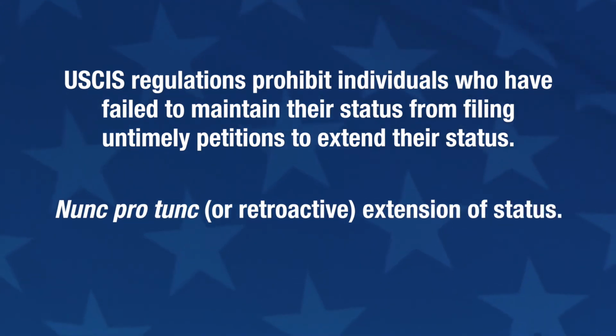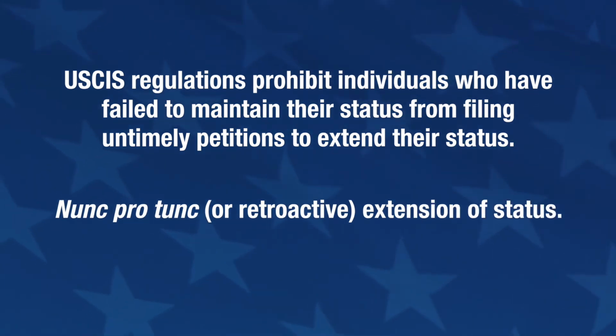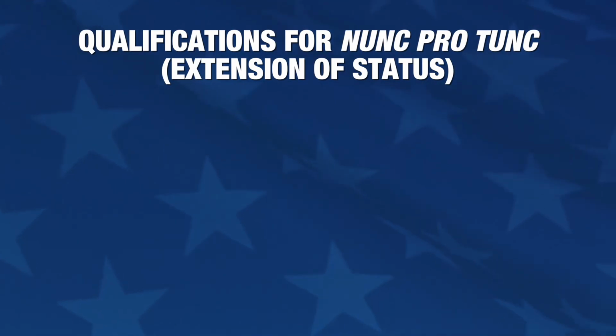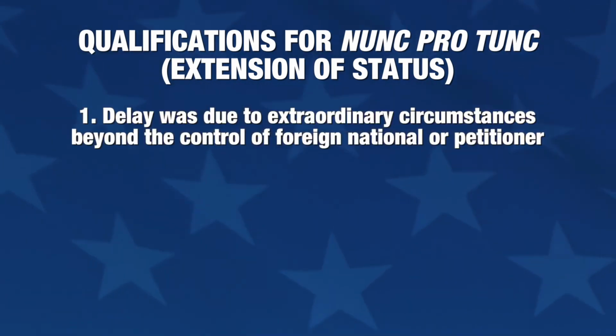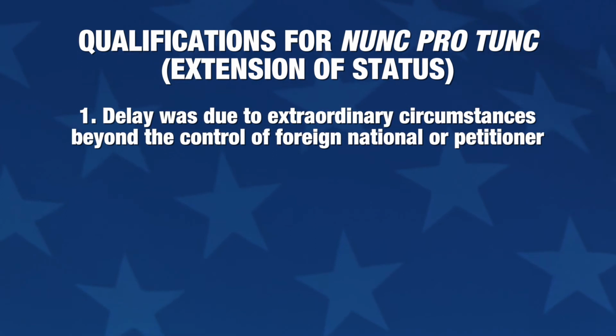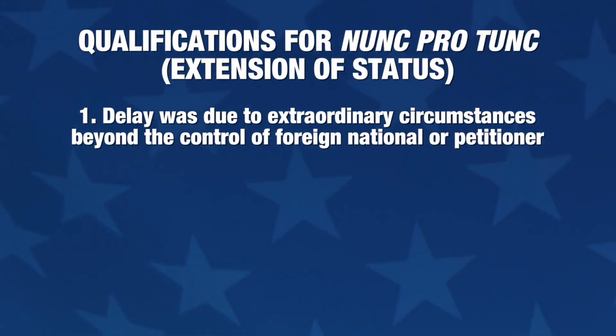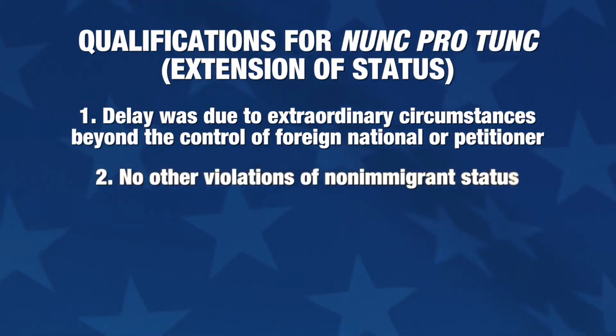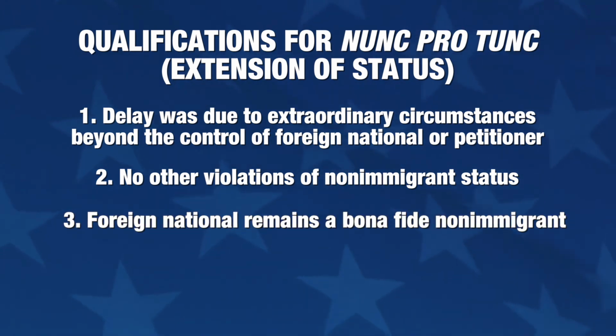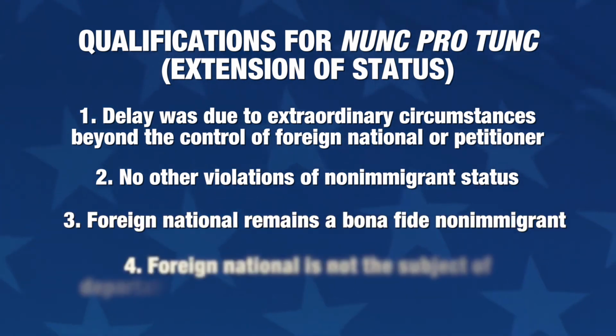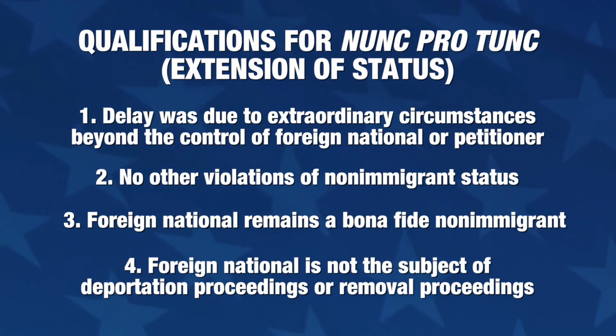In order to qualify for nunc-pro-tunc extension of status, it must be shown that: 1. The delay was due to extraordinary circumstances beyond the control of the foreign national or petitioner, and that USCIS finds the delay commensurate with the circumstances. 2. The foreign national has not otherwise violated their non-immigrant status. 3. The foreign national remains a bona fide non-immigrant. And 4. The foreign national is not the subject of deportation proceedings or removal proceedings.